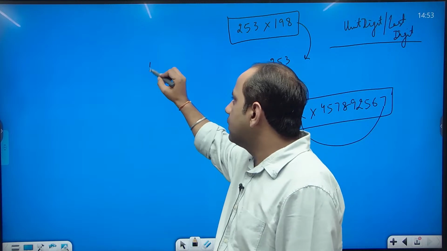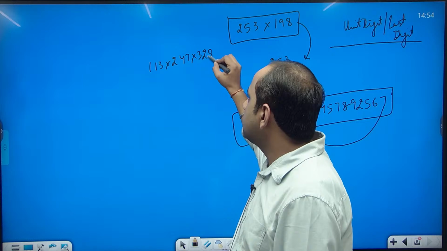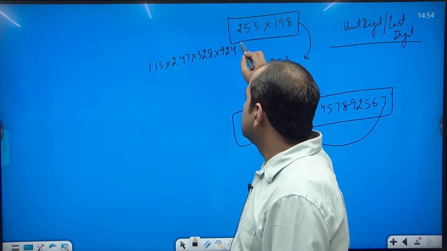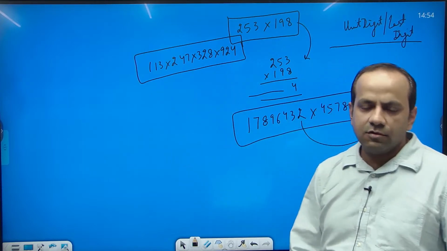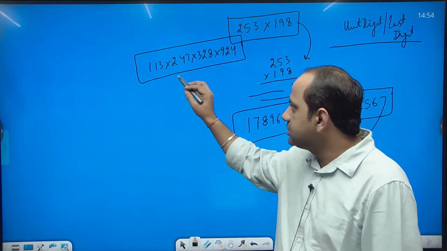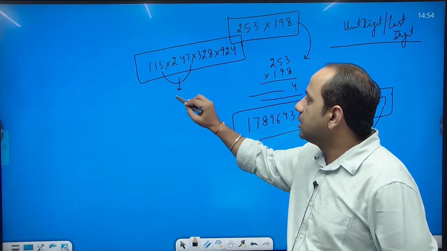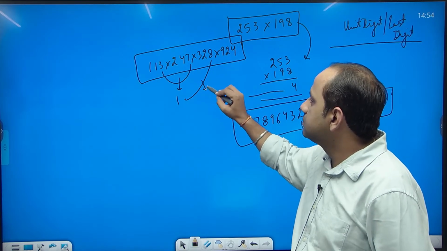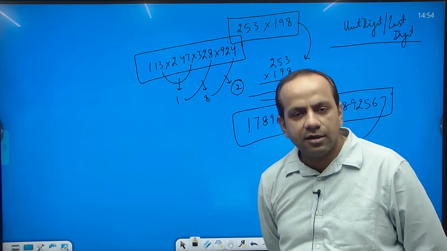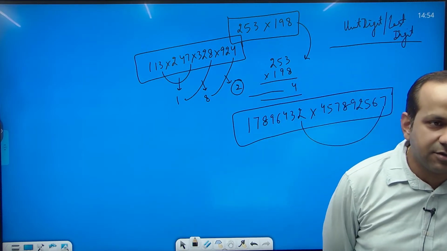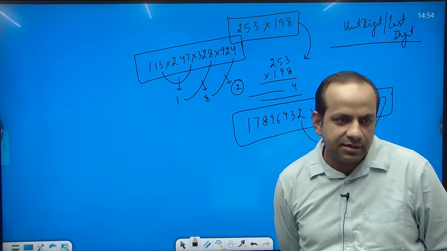If I say 113, 247, 328, 924, tell me the unit digit of this product. We can calculate it separately. 3 into 7 will be 21, so 1. 1 into 8, 8 into 4, so your answer will be 2. Any doubt in this? While calculating the unit digit, we are interested in the product of the last digits only.